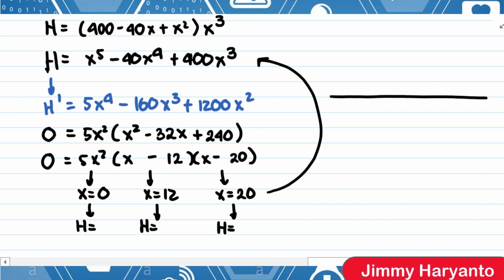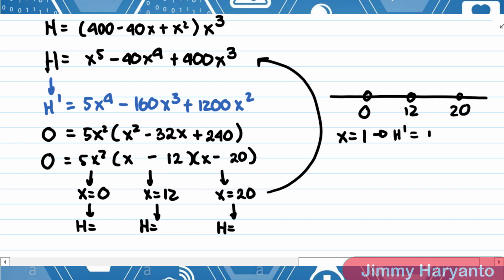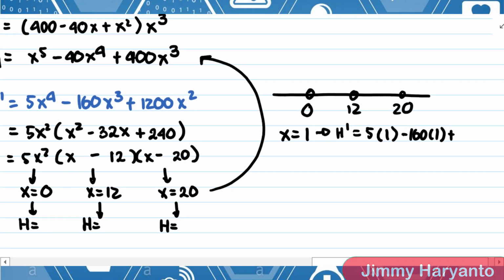I will use the sketch method, so I will have 0 right here, and then 12, and then 20, and then I will test it for x equals 1. For x equals 1, the value of h prime, the first differentiation, will be positive. You only have to put it into 5x to the power of 4 minus 160 times x to the power of 3, plus 1200 times 1 to the power of 2. So you'll have positive numbers right here. So I can say that 1 is positive, and then this one is negative, negative, and then positive again.